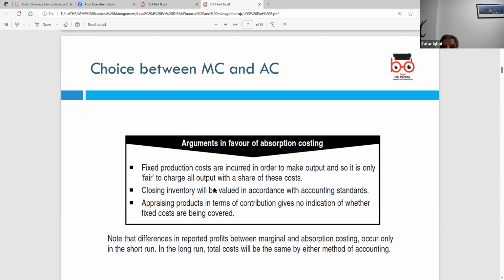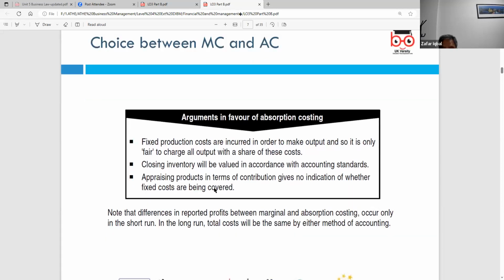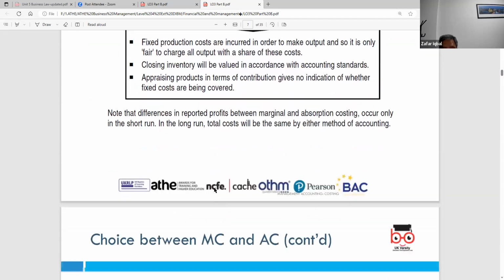So therefore, you have two arguments in favor of absorption costing. Absorption costing works better where fixed production costs are incurred, so that it gives you a fair share of these costs. It gives you a good picture of these costs. Otherwise, you use marginal costing, because marginal costing is better.